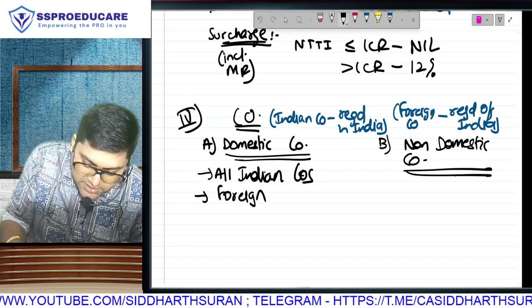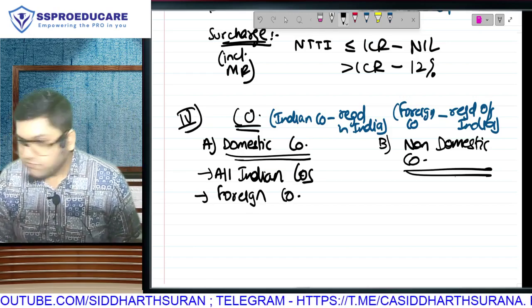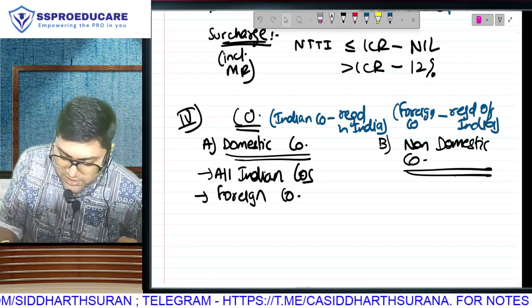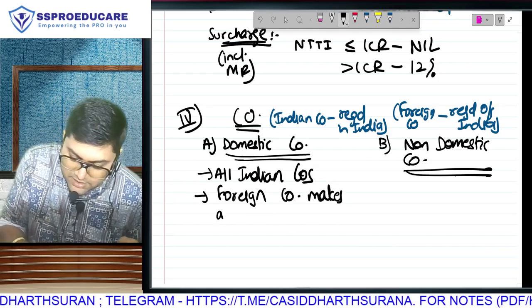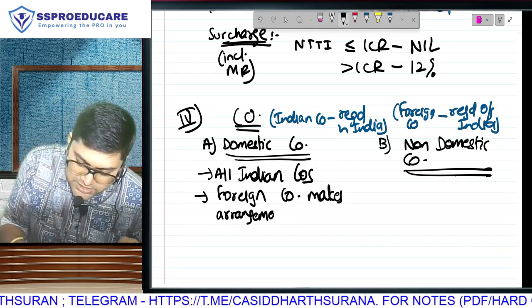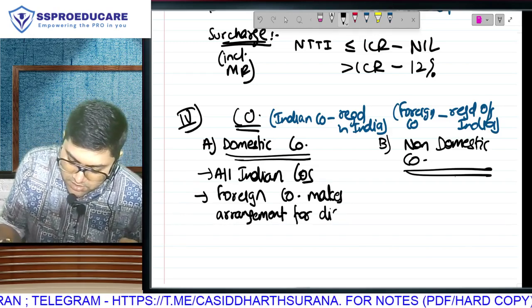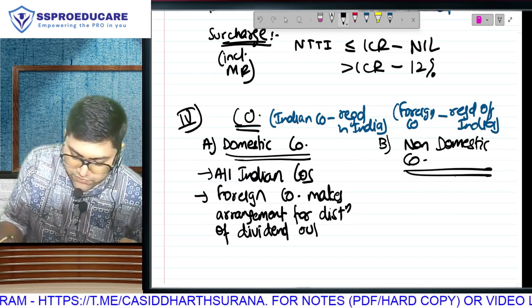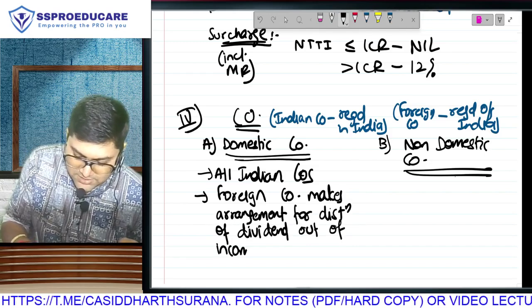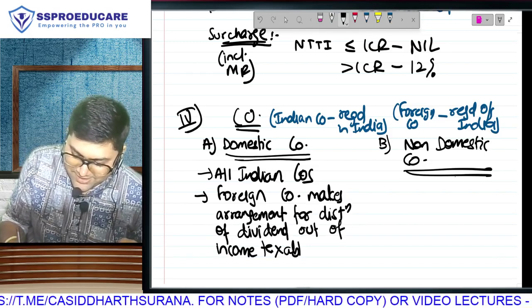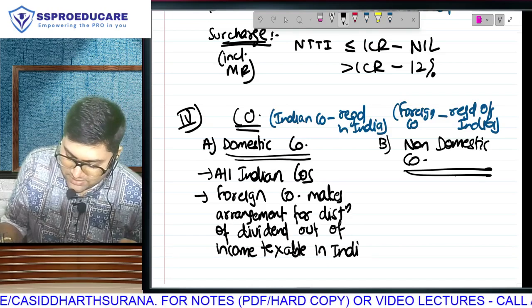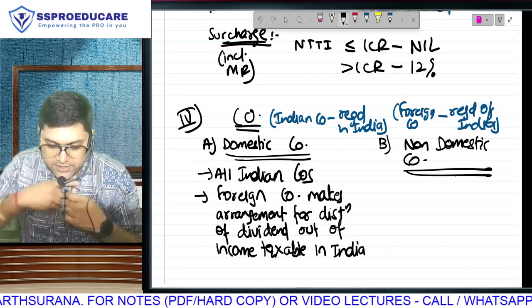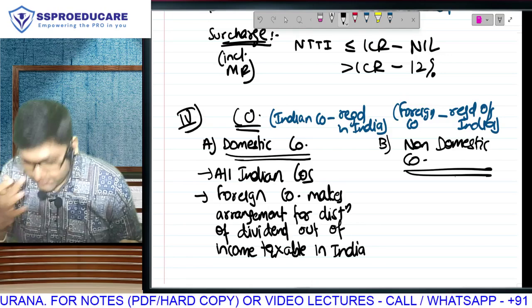A company which is registered outside India. Foreign company hai. But it can be considered as domestic in income tax when any foreign company that makes arrangement for distribution of dividend out of income which is taxable in India. Any foreign company which makes arrangement for distribution of dividend out of income which is taxable in India.